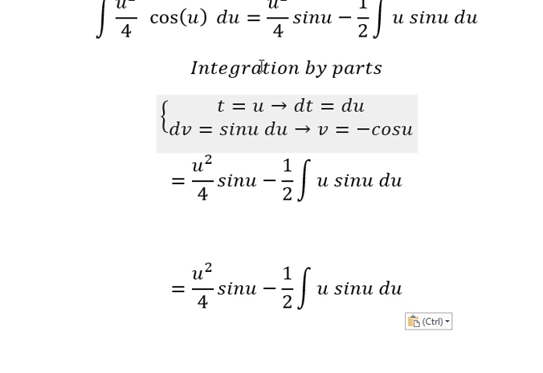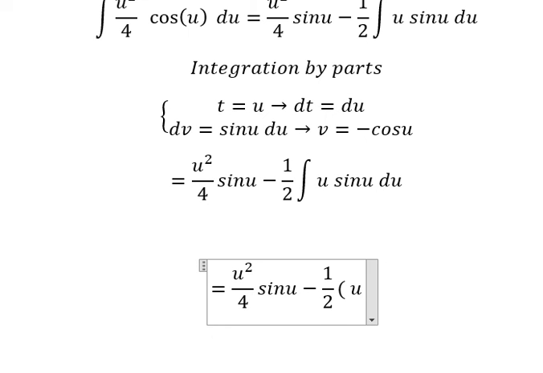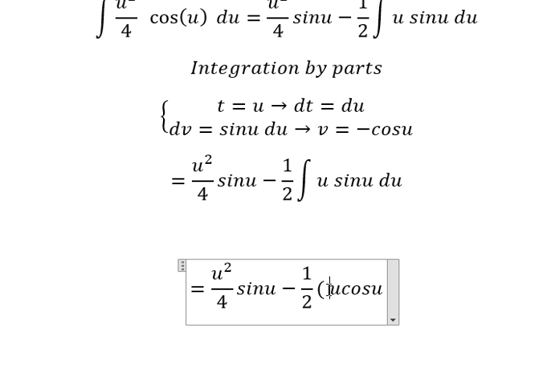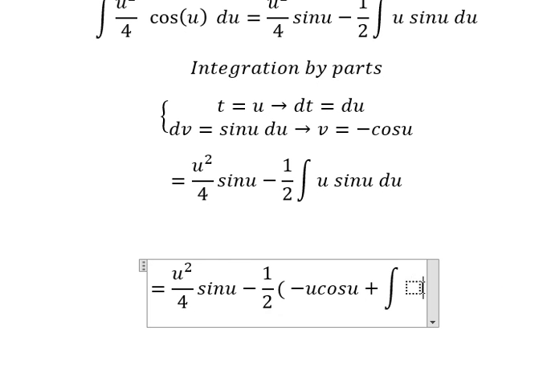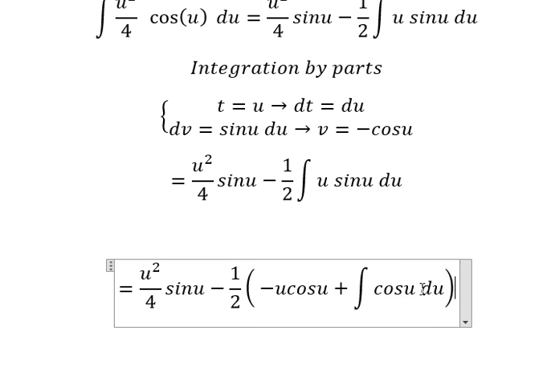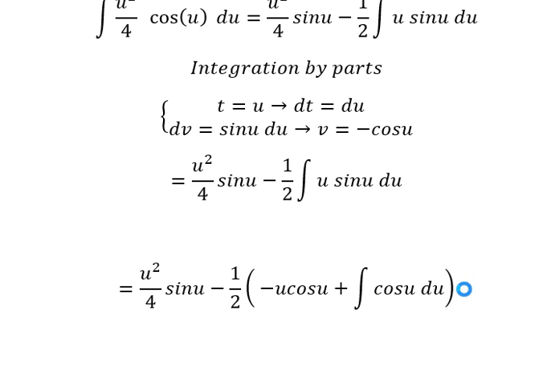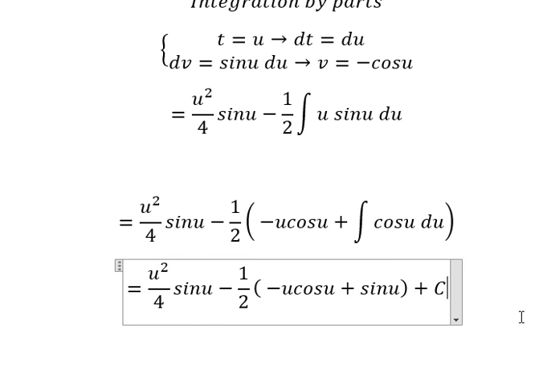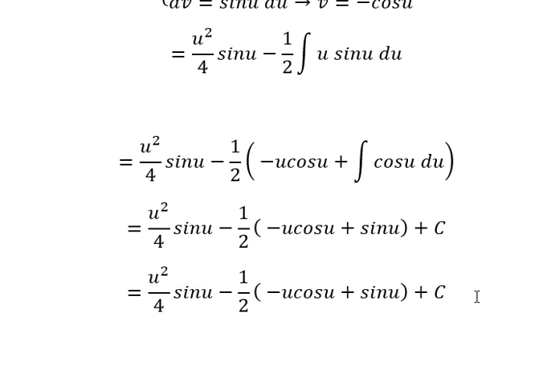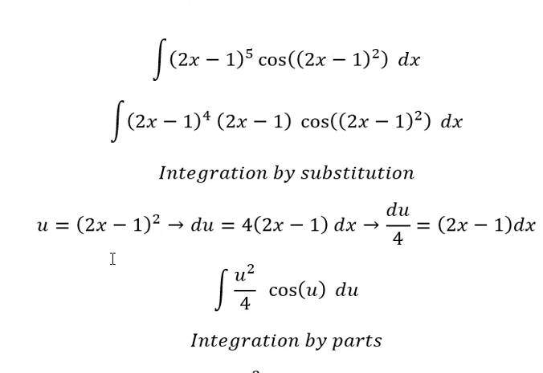So we have u multiplied by negative cosine u, minus we have dt multiplied by v. Negative and negative, we have positive, and now we have the integration of cosine u du. This one is sine u, and I will put c. And u is this one.